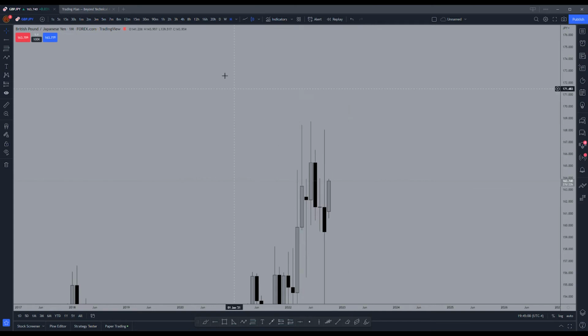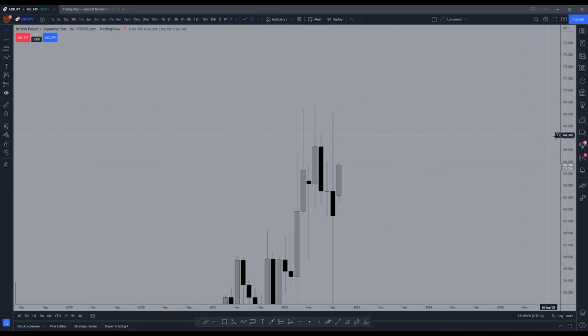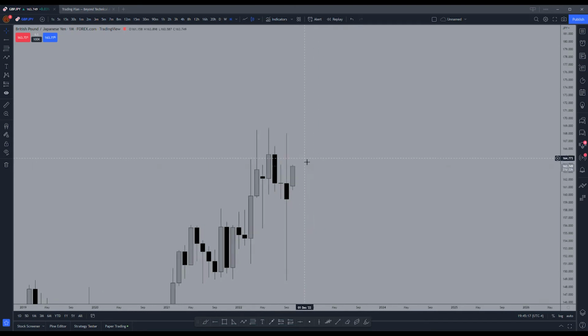So starting on the monthly, I just want to know what's happening right around current price. There's not a fair value gap in here. We're not really by what I consider a valid order block. So the first thing I would do is go ahead and mark out the previous month high and the previous month low.